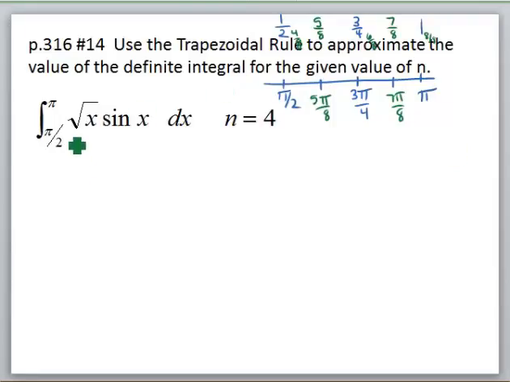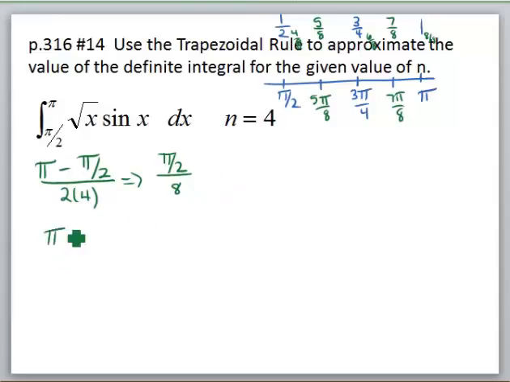So remember, the trapezoidal rule says b minus a, so I'm going to take my b value pi minus my a value pi over 2, all over 2 times however many subintervals I have, which in this case is 4. We'll go ahead and simplify this first before writing the rest. This computes into pi over 2 divided by 8. So really that just means I have pi over 16. So I'm going to start with pi over 16, and now I'm going to multiply all that through. Remember, the coefficients on the trapezoidal rule are 1, 2, 2, 2, 1.